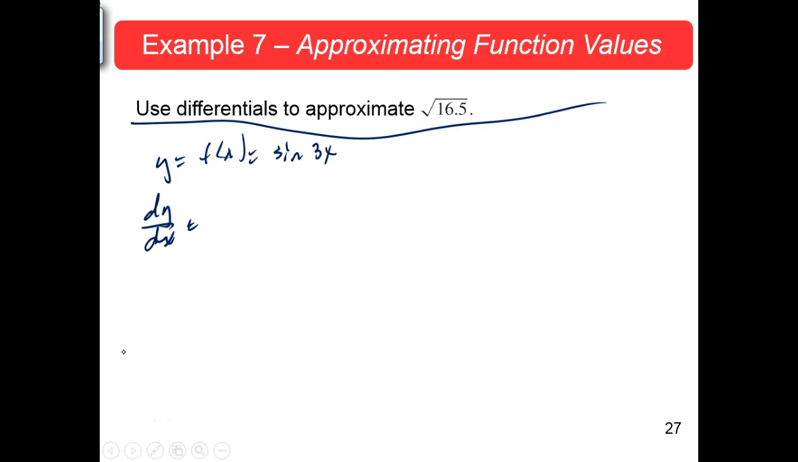So what's the derivative of that? Cosine of what? Of 3x, is that what you said? Then you do the derivative of the inside, which is 3. Okay, so that's 3 cosine 3x. That's the derivative. Okay, so what's the differential? dy is equal to 3 cosine 3x dx. Okay. Right. Okay? Make sense?